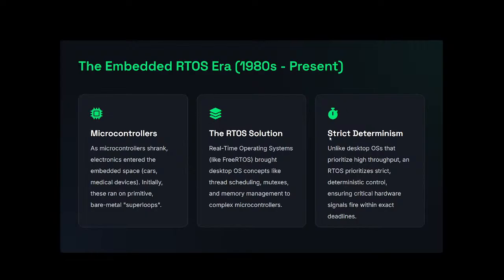And yeah, we have strict determinism, unlike desktop OSs that prioritize high throughput. Okay, and RTOS prioritizes strict deterministic control.